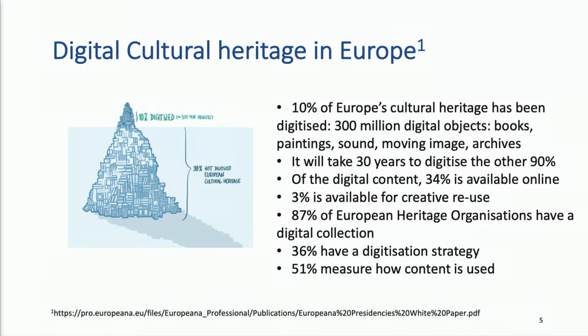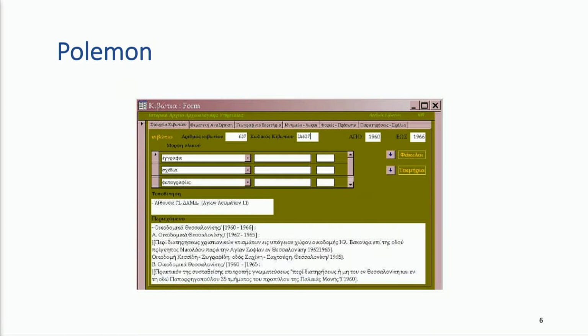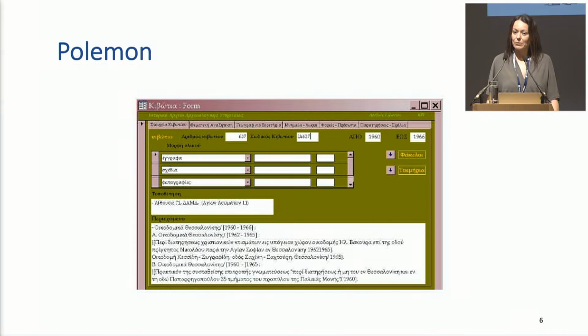What we have done here in Greece recently. We will start with Polemon. It's not so recent. It's from the 1990s and the early 2000s. It was one of the first systems that was developed by the Foundation for Research and Technology in Crete, here in Greece. So it was the first system that digitized archaeological objects coming from archaeological institutions and museums all around Greece.